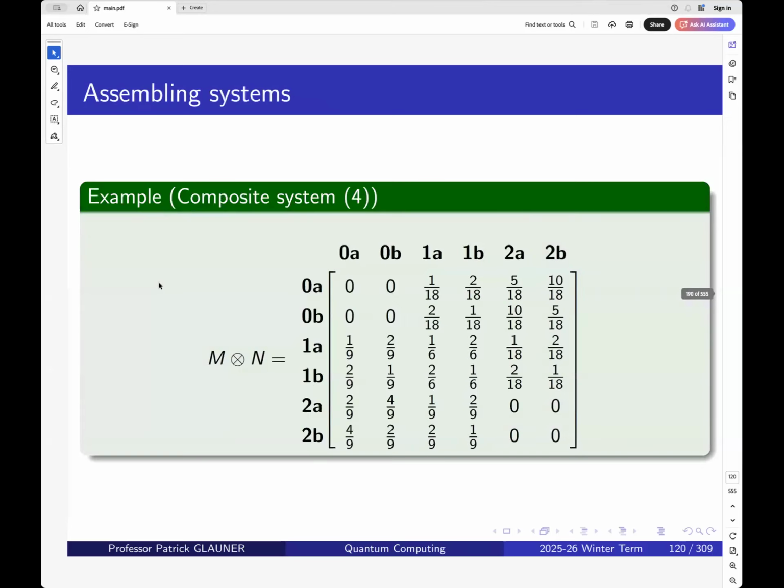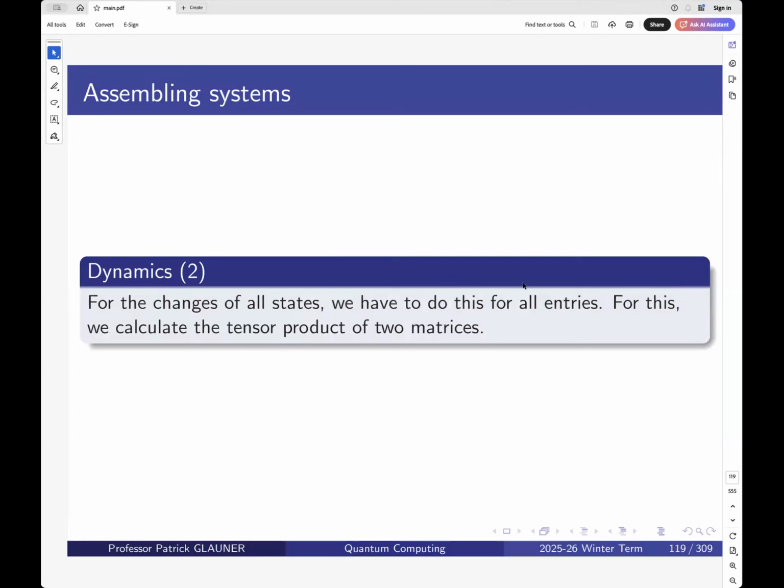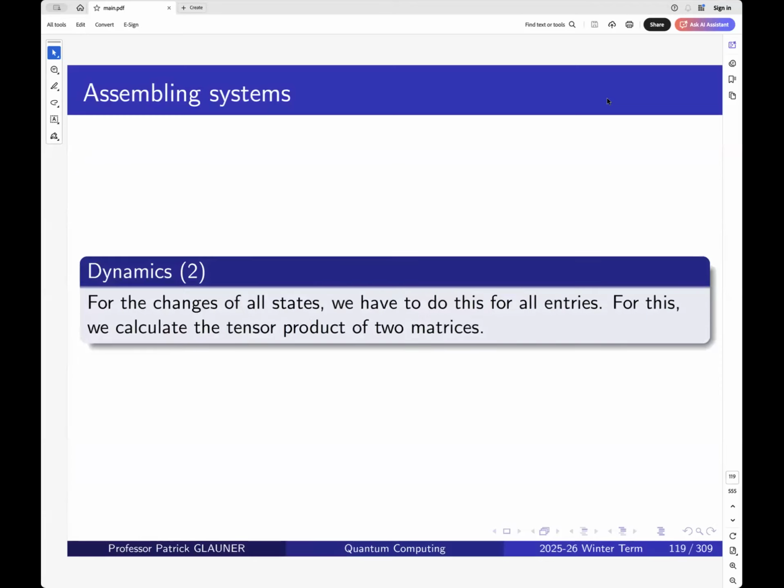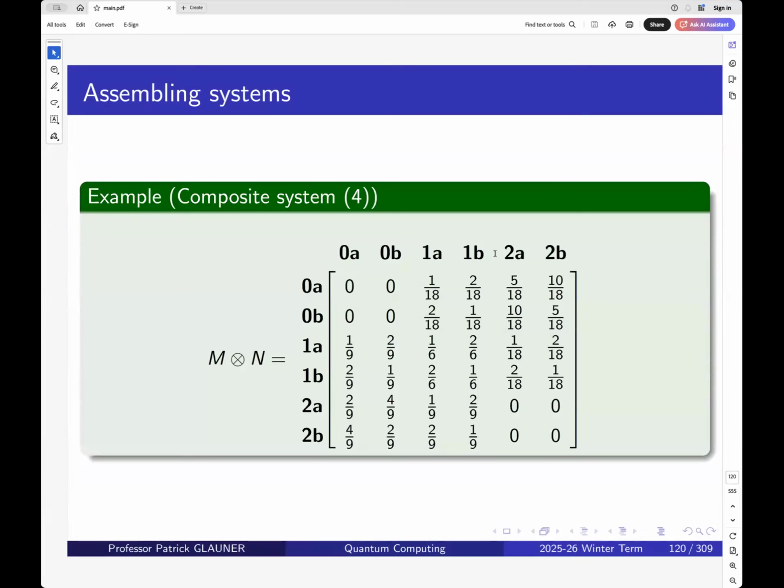And now we see what we actually need it for. Because I want to build a composite system now. And rather than manually looking up in the graph and trying to multiply the stuff, I can just do a more structured approach, which is the tensor product. And we have an example here. So I have my matrices M and N from before. M and N were the corresponding matrices for these graphs, and I can just calculate the tensor product.